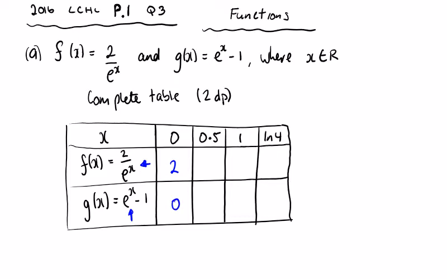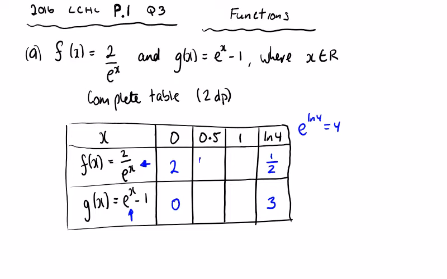And also the natural log of 4: e to the power of the natural log of 4 is equal to 4. So we have 2 over 4, which is a half. And down here we have e to the power of the natural log of 4 minus 1. Well, that's going to be 4 minus 1, which is 3. Now calculator for the other two.